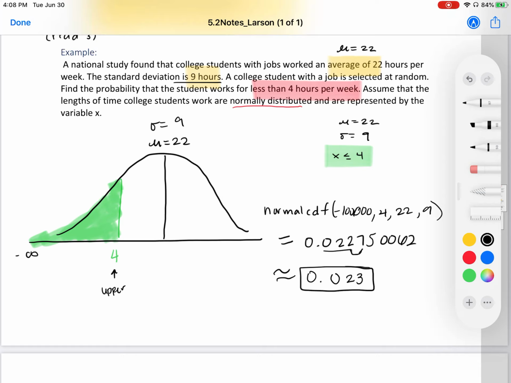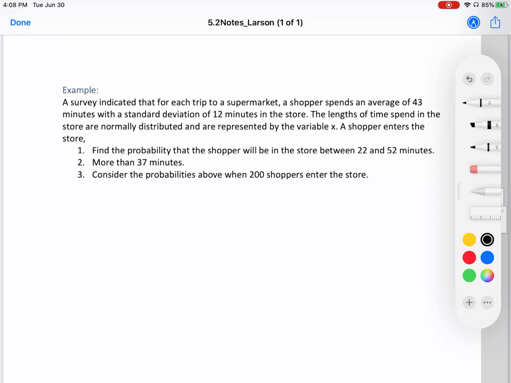Let's do another example. A survey indicated that for each trip to a supermarket, a shopper spends an average of 43 minutes with a standard deviation of 12 minutes in the store. The lengths of time spent in the store are normally distributed and are presented by a variable x. A shopper enters the store.